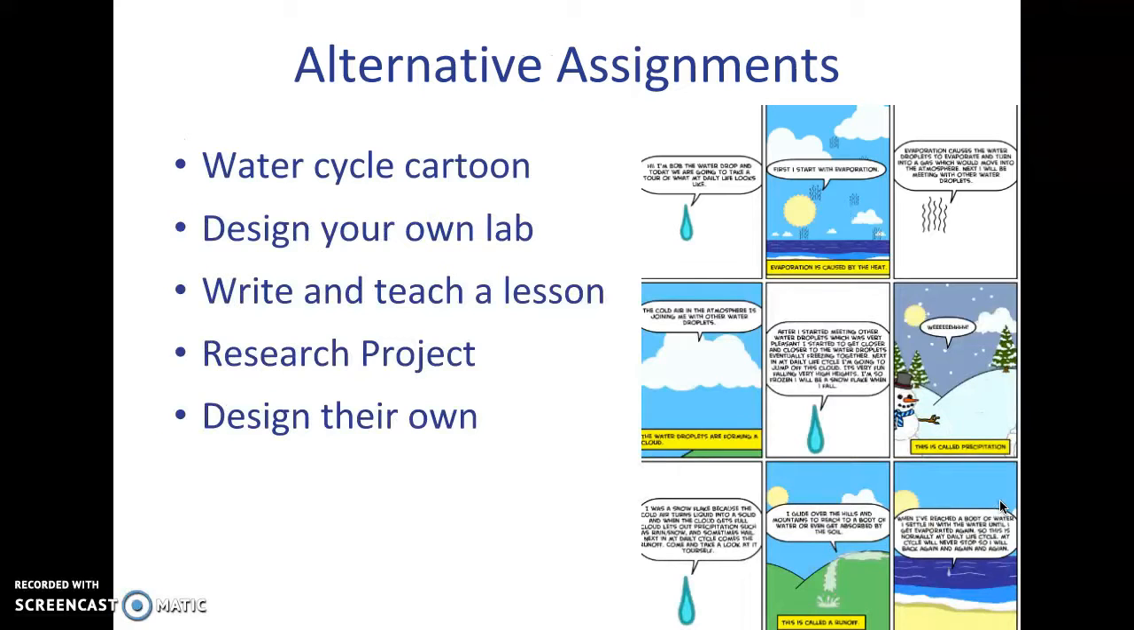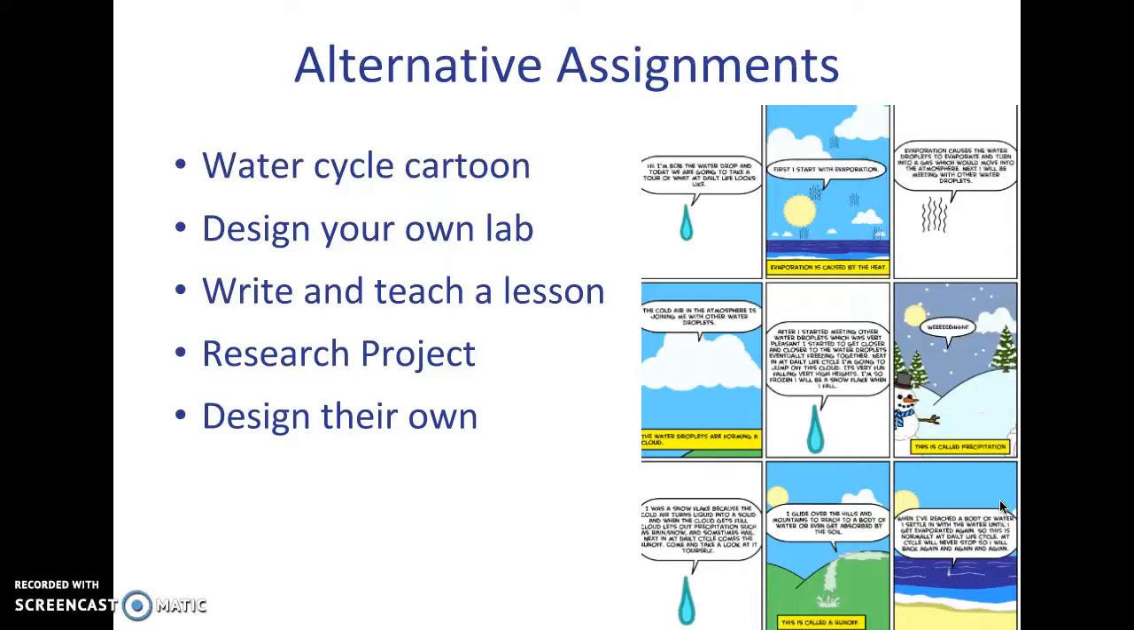So for my compacted students, I have some ideas for alternative assignments. They already understand, so they don't need to complete the lab and the simulation, they can just move on to the practice portion. Some ideas I have are water cycle cartoons. They could design their own labs. They could also design and teach their own lesson.